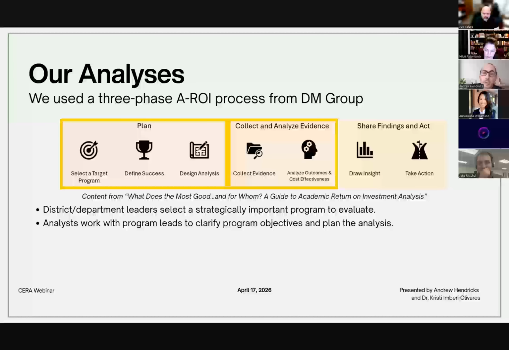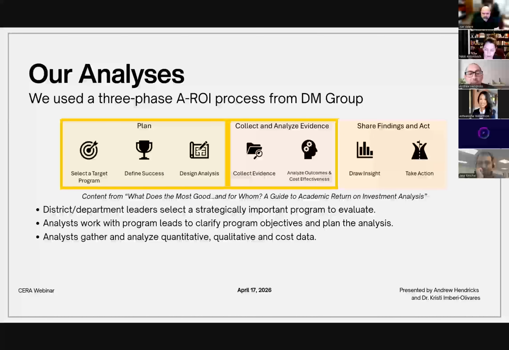The second phase of the process is collecting and analyzing evidence. This is where the analysts are going to gather and analyze, and in our case, it was essential to have quantitative, qualitative, and cost data. We were using a mixed methods approach. And so that's the middle phase, collecting and analyzing our evidence to learn more about the program outcomes and its cost effectiveness.